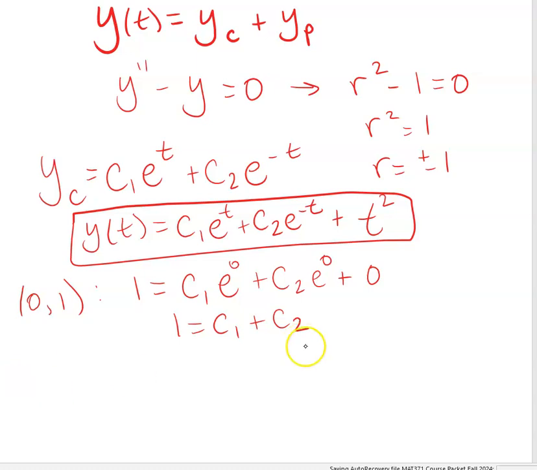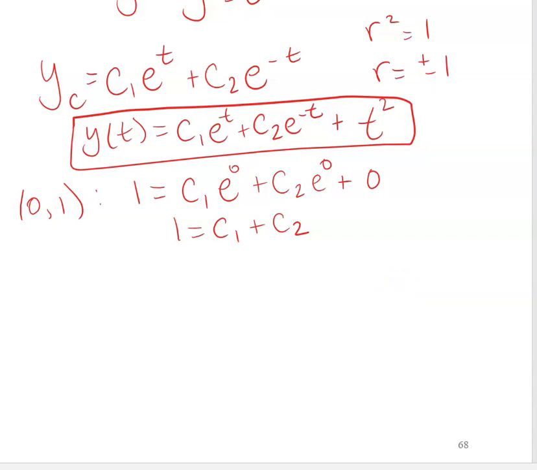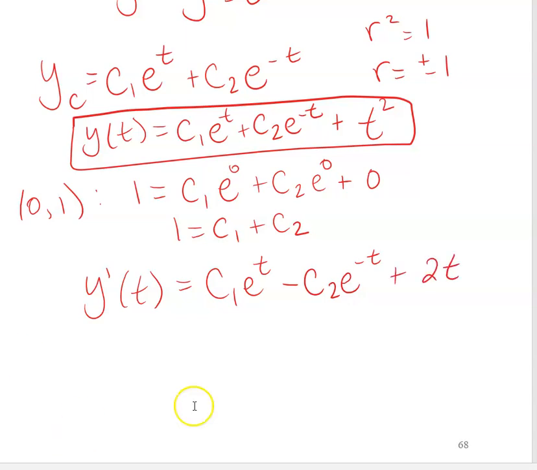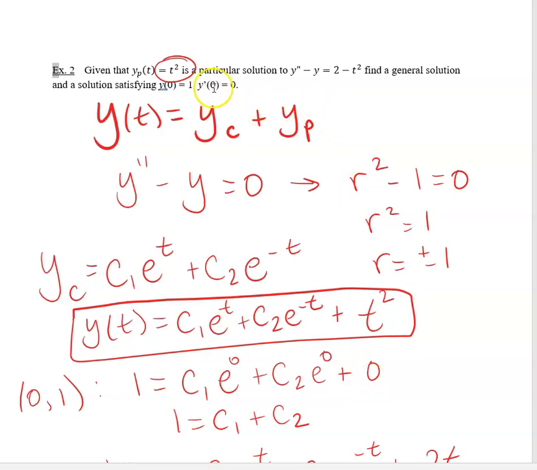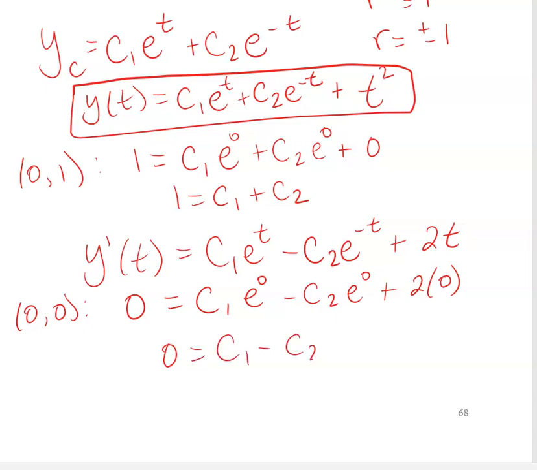Now let's go ahead and find the derivative, and then we can use the second piece of information they gave us, a second initial condition. So we know that y prime is going to be C1 e to the t minus C2 e to the negative t plus 2t. And then they told us for the derivative that it goes through the point (0, 0). If we substitute (0, 0) into that equation, we end up with C1 e to the 0 minus C2 e to the 0 plus 2 times 0. So we have 0 equals C1 minus C2.